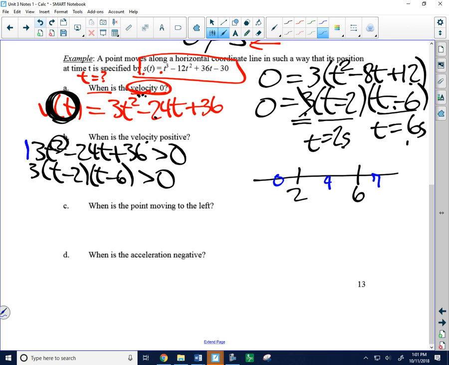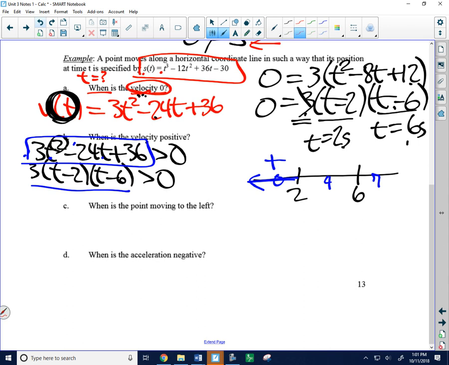I'm plugging these in to see, is the velocity positive or negative? And this is the velocity function. Or you could do the factored form if you want. I'm just going to do the original. I plug in my test values. Plug in 0 for t. 0 here, 0 here, positive 36. All I'm going to write down is a positive there. So what that means is everything to the left of 2, yep, that's what we want. Positive.